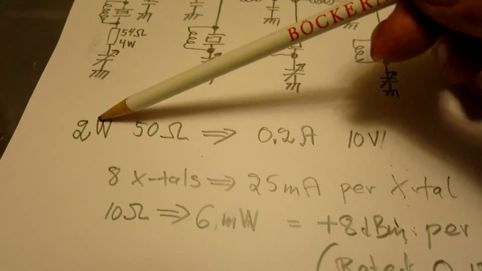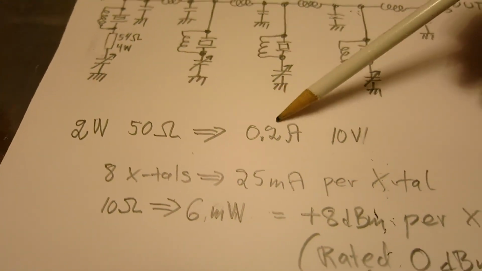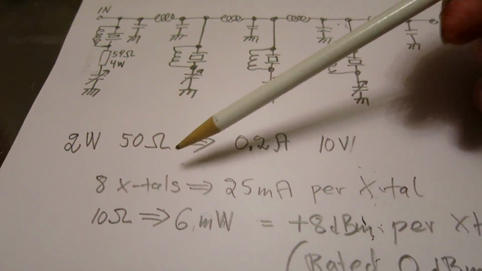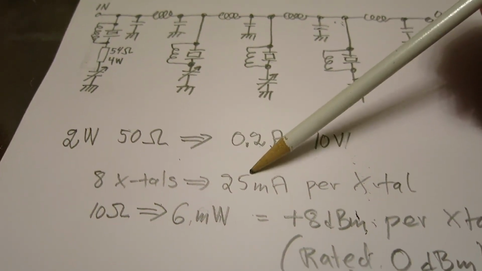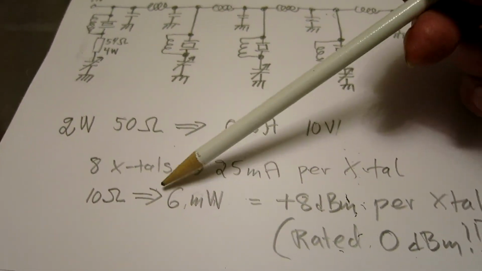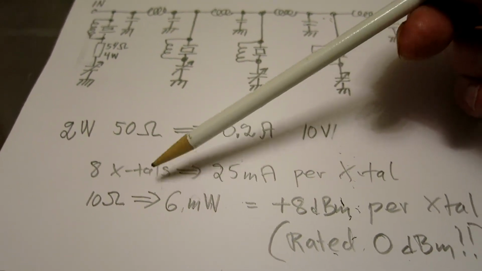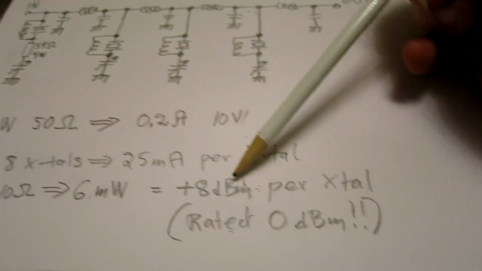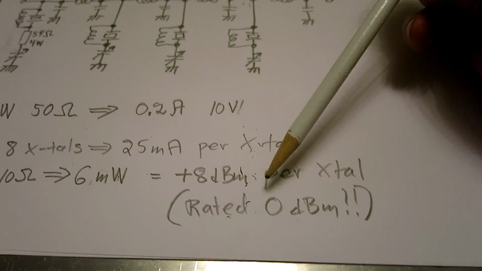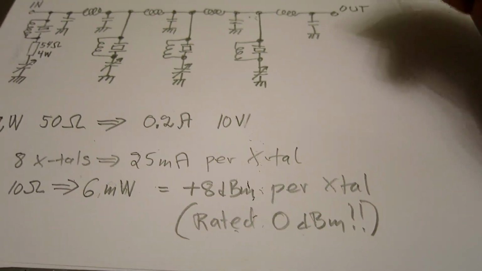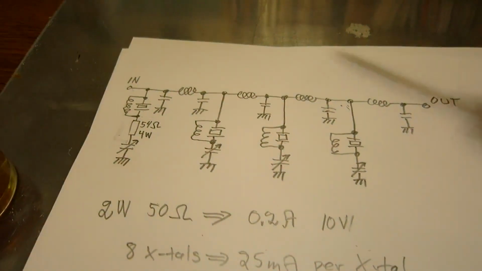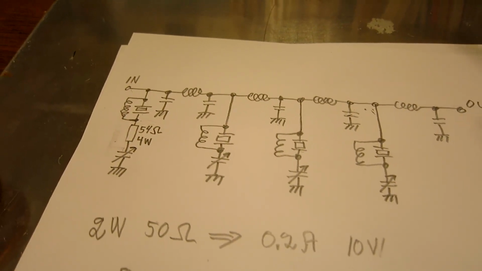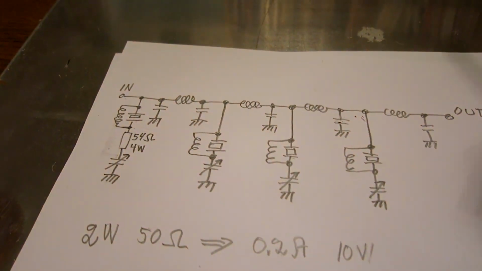Some simple math. 2 watts on 50 ohms means 0.2 amps at 10 volts. 8 crystals share that current as 25 milliamps per crystal. They are about 10 ohms, which means that 25 milliamps will give 6 milliwatts, that's plus 8 dBm per crystal, and they are rated 0 dBm. So this notch filter must not be used at power levels above about 1 watt, or maybe even a little lower than that.